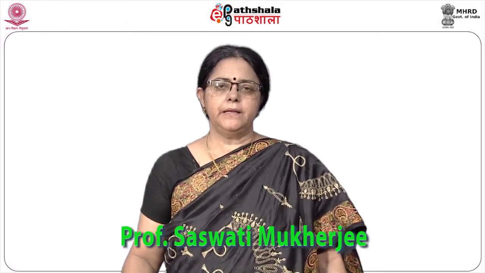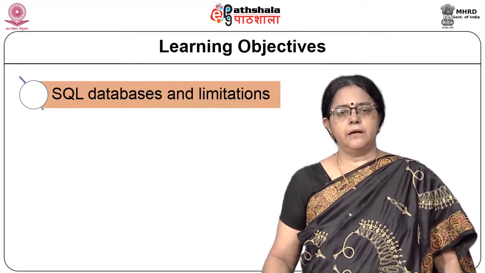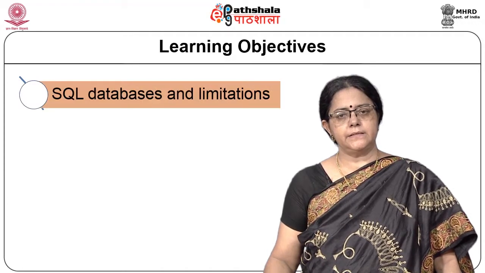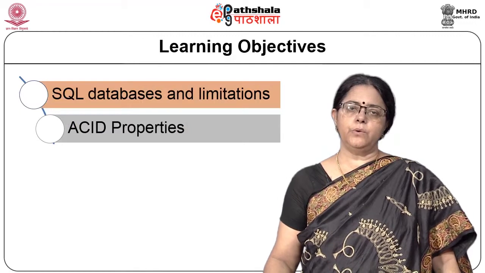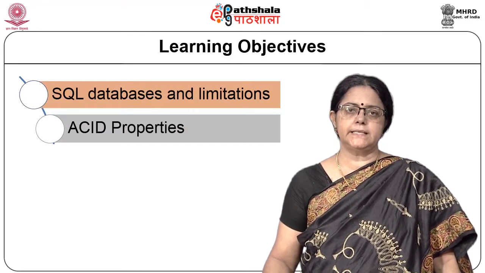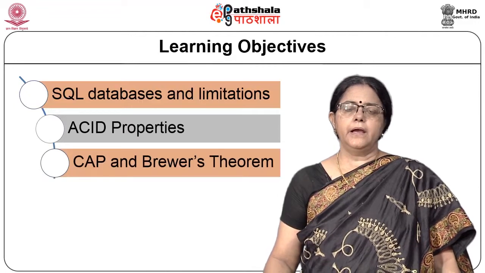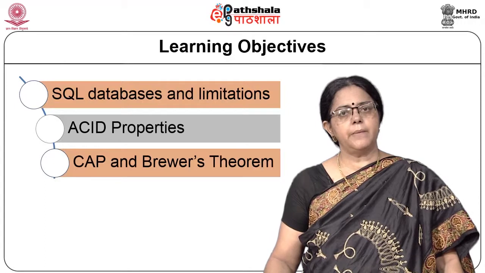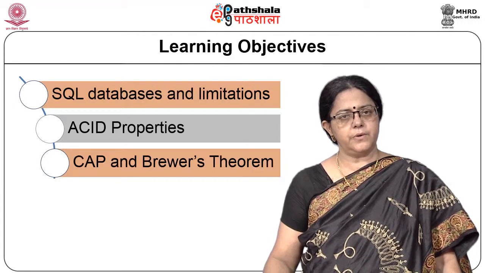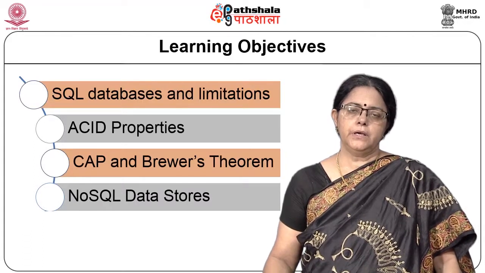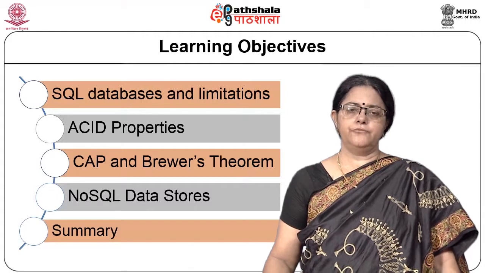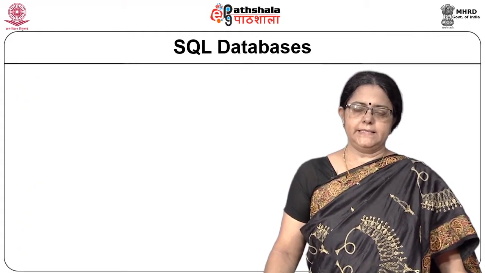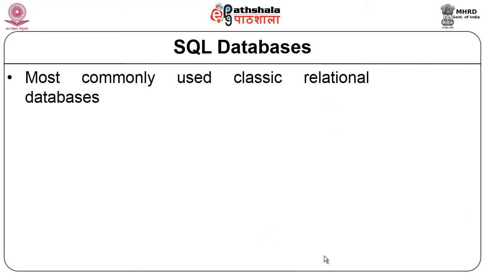In this module, we will talk about a special theorem and thereby NoSQL databases. So, today's learning objectives are: first, we will look at SQL databases and what their limitations are, in terms of the ACID properties that these SQL databases work with. Then we will move on to see what CAP is and what the three properties or requirements in CAP are, and a special theorem called Brewer's theorem, and thereby we will come to what is known as NoSQL data stores, followed by the summary.